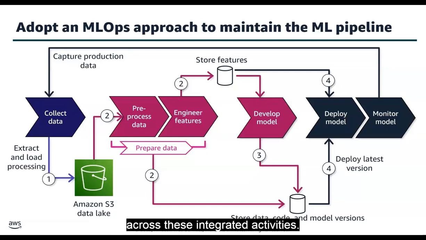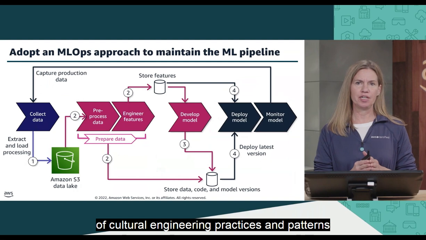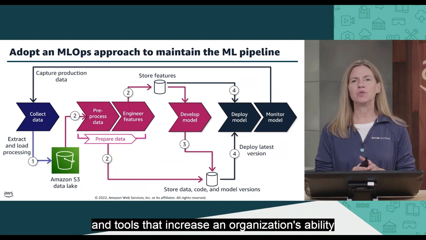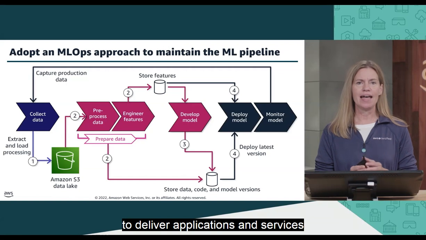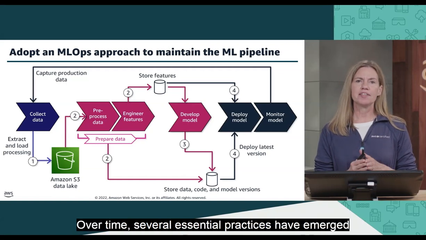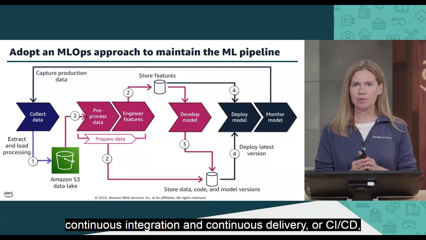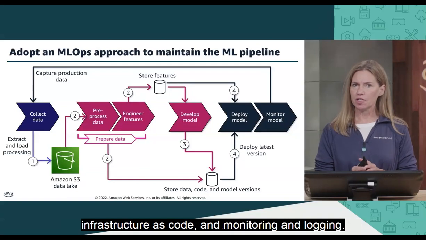DevOps is the combination of cultural engineering practices and patterns and tools that increase an organization's ability to deliver applications and services at high velocity and better quality. Over time, several essential practices have emerged when adopting DevOps: continuous integration and continuous delivery, or CI/CD, infrastructure as code, and monitoring and logging.